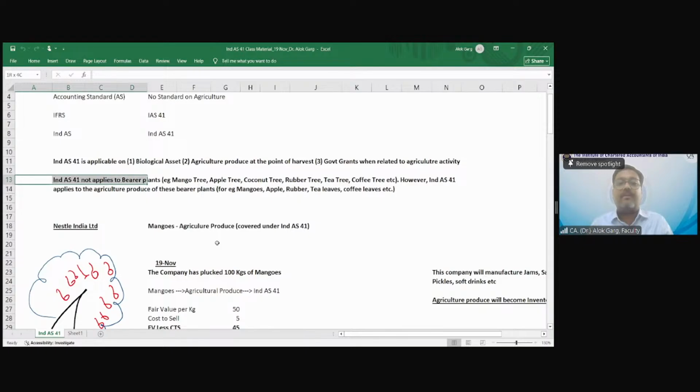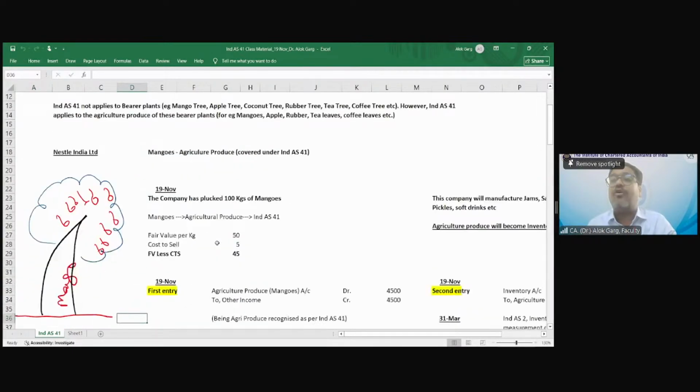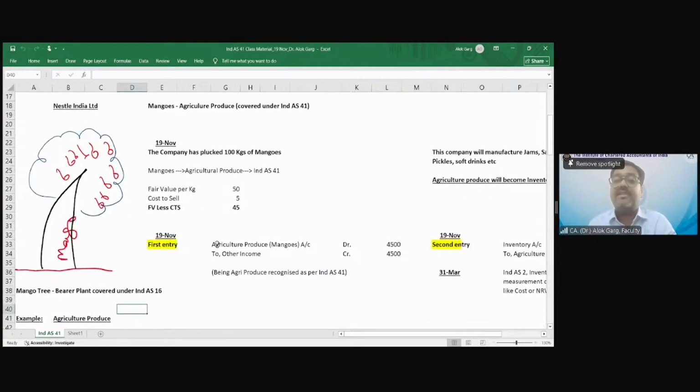Ind AS 41 does not apply to bearer plants, which provide agriculture produce for more than 1 year, like mango tree, apple tree, coconut tree, rubber tree, tea tree, coffee tree, etc. However, Ind AS 41 applies to the agriculture produce of those bearer plants, for example, mango, apple, rubber, tea leaves, coffee leaves, etc. Let's say Nestle India Limited is a company, and they have a mango orchard. This mango tree is a bearer plant covered under Ind AS 16, and mangoes are the agriculture produce covered under Ind AS 41.